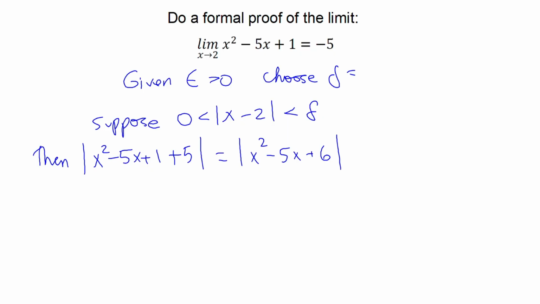So we can just separate them into 2 separate absolute values, right? It's absolute value of x minus 2 times the absolute value of x minus 3, because that's what x squared minus 5x plus 6 factors to.